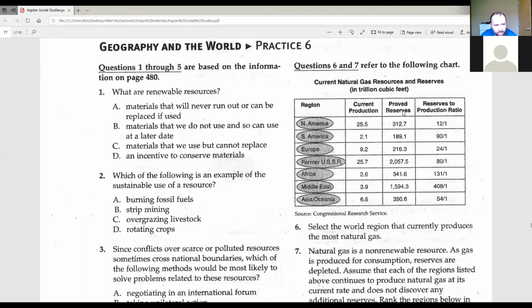All right, so let's look at number two. Number two says, which of the following is an example of the sustainable use of a resource? And so just to recap what sustainable use is.